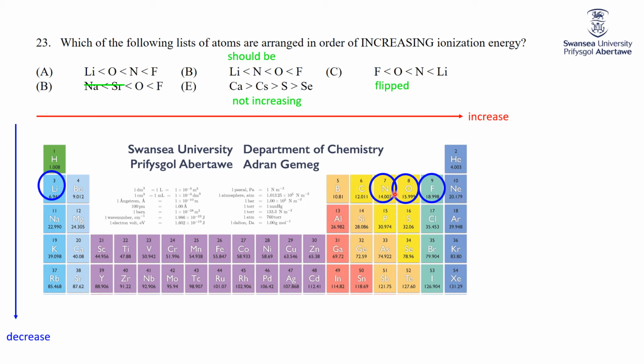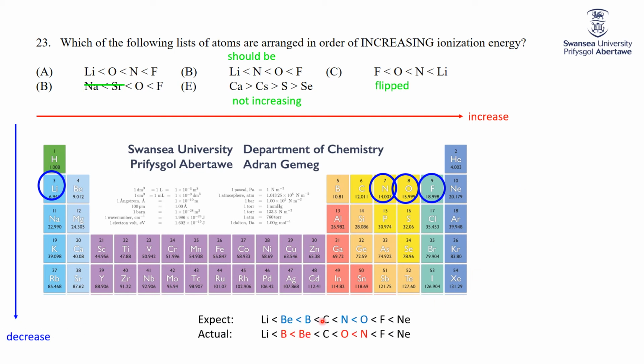Same flip for nitrogen and oxygen. Nitrogen is actually bigger than oxygen. Nitrogen has a half-filled P, and breaking into that is tougher. Oxygen, when you remove an electron, you make a half-filled P, which means it's a smidge easier than it should be.